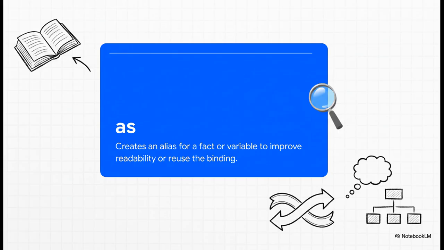Let's be honest, code can get messy, and that's where the as keyword is a lifesaver. It just lets you create a temporary nickname or an alias for a variable to make things clearer. So in our example, instead of just a generic customer, if they're over 60, we can refer to them as senior cust inside that rule. It's a small thing that makes your code so much easier to understand down the line.